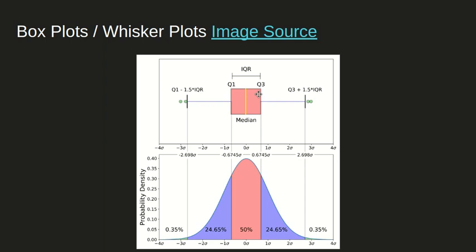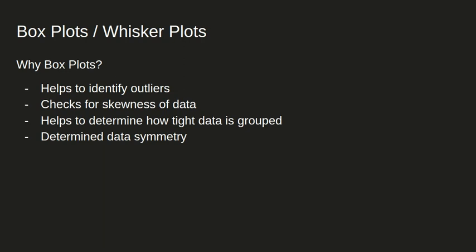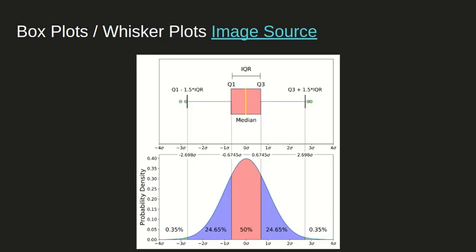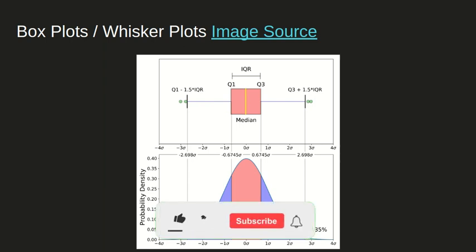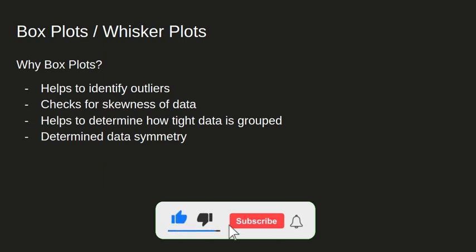and depending on that, it means the data is skewed, right? So it can be a positive skew or a negative skew. So we can understand using that. You can determine skewness of data using a box plot. It also helps to determine how tightly data is grouped, right? And it also helps to determine the symmetry of data. Like if the data is symmetrical, it means the median will be exactly in the middle of this box. If it's not in the middle, then the data is asymmetrical, right? It's not symmetric. So that's one of the common uses of box plots. So that's all I have for box plots.